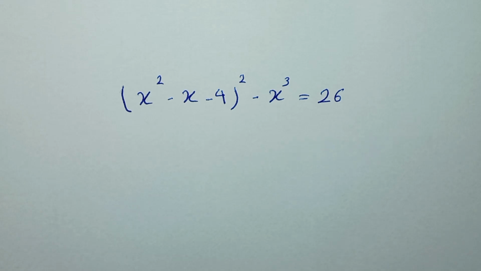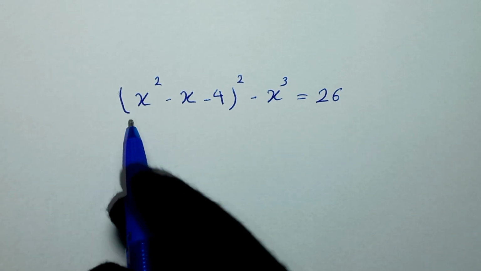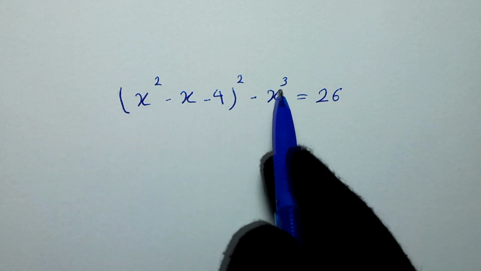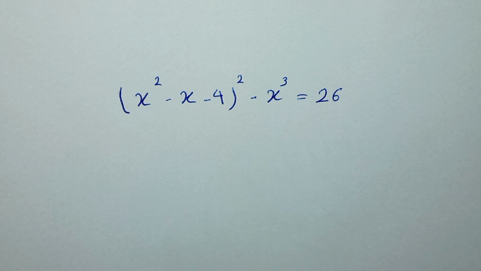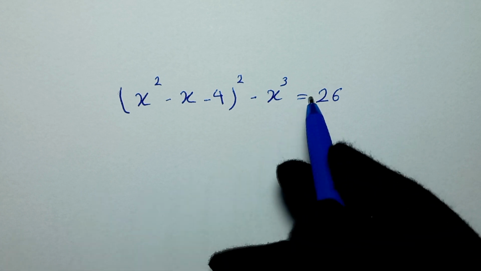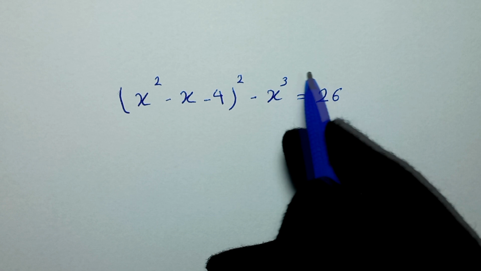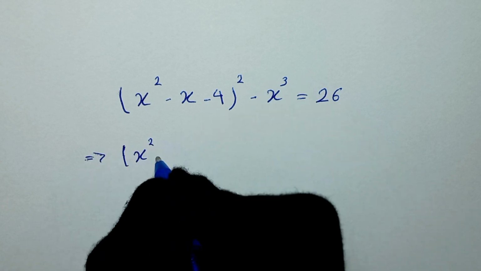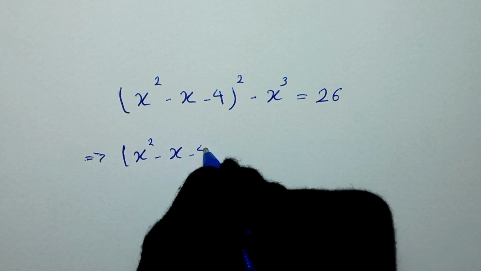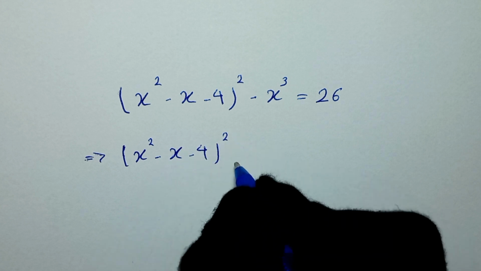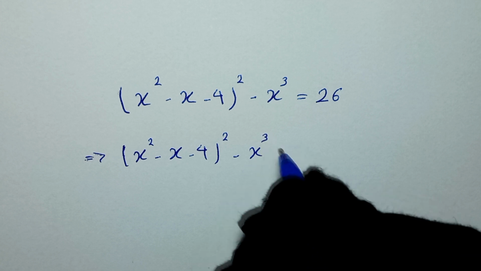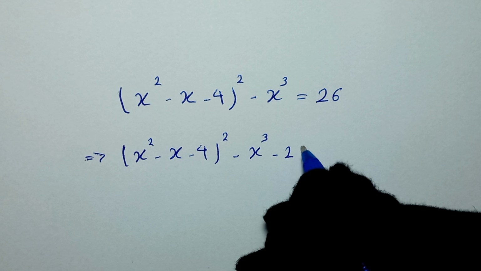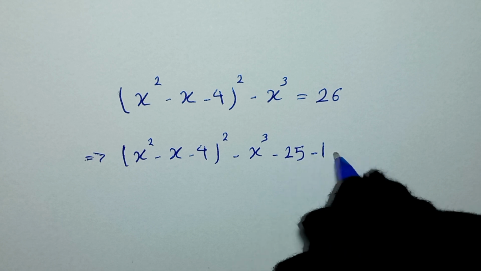Hello my friends, you're welcome to solve this math problem: x squared minus x minus 4 to the power of 2, minus x cubed, is equal to 26. We need to find the values of x. In the first step, we take this 26 to this side, so it will be x squared minus x minus 4 to the power of 2, minus x cubed, and minus 26. We can write minus 26 as minus 25 minus 1, equal to 0.